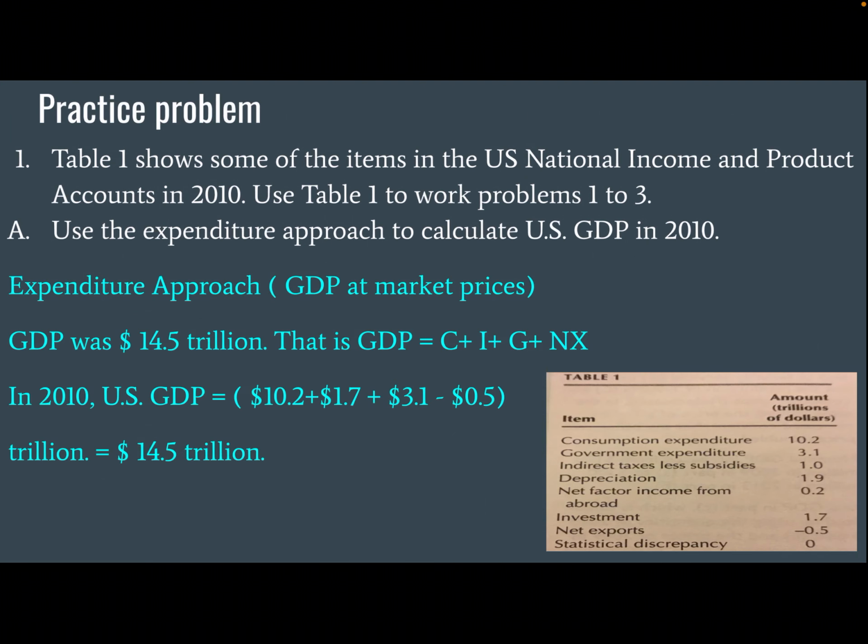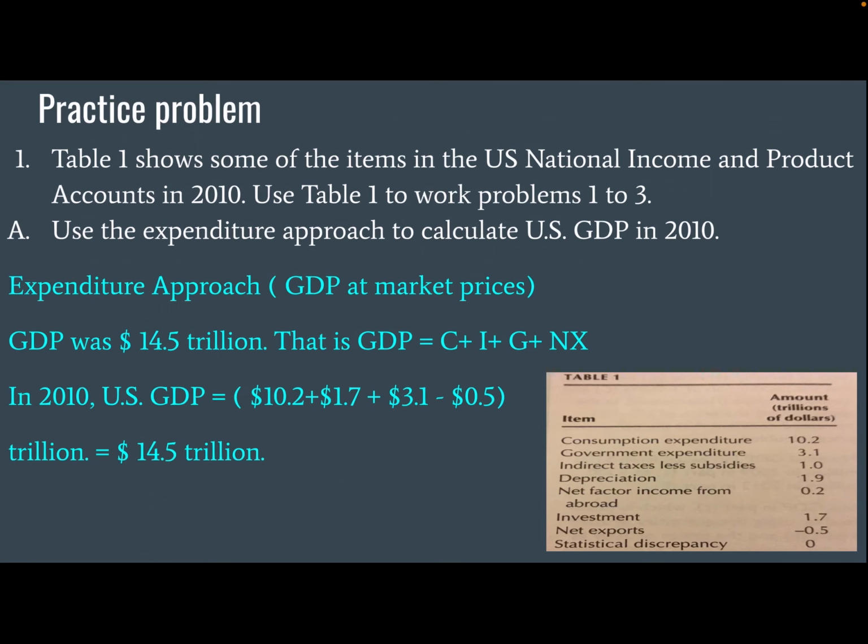Practice problem. Table 1 shows some of the items in the US national income and product accounts in 2010. Use table 1 to work problems 1 to 3. Use the expenditure approach to calculate US GDP in 2010.